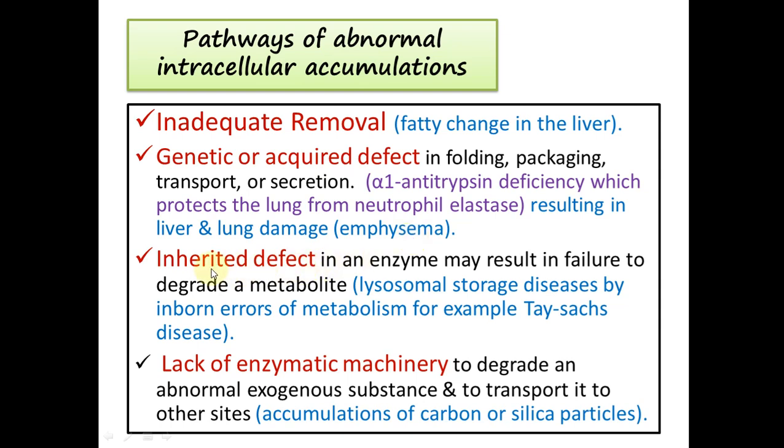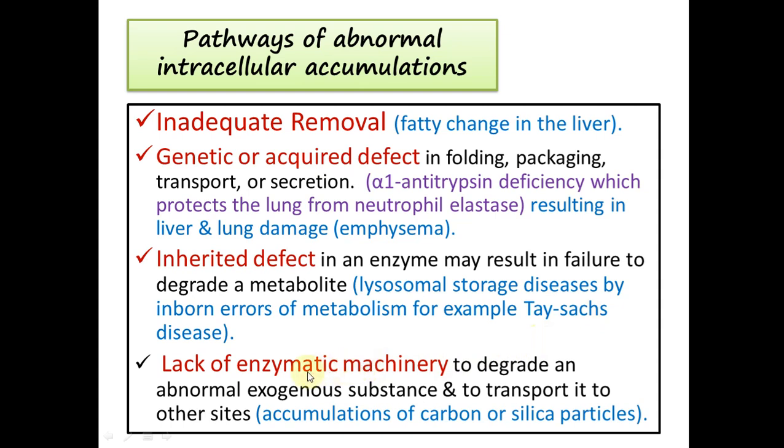Sometimes some inherited defect in an enzyme may result in failure to degrade a metabolite, and the result of this inherited defect in an enzyme or more enzymes may result in the abnormal accumulation of that particular metabolite in the cell. The examples are the lysosomal storage diseases, which occur due to inborn errors of metabolism, and a simple example is the Tay-Sachs disease.